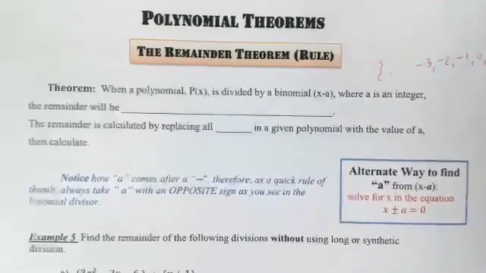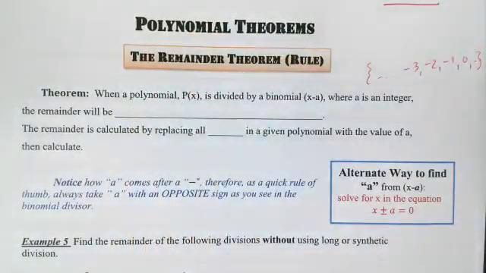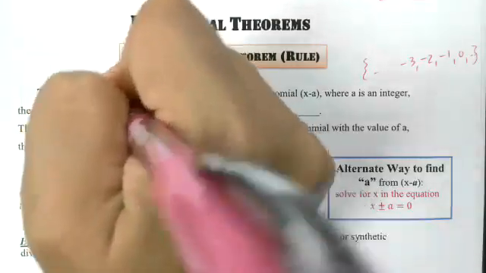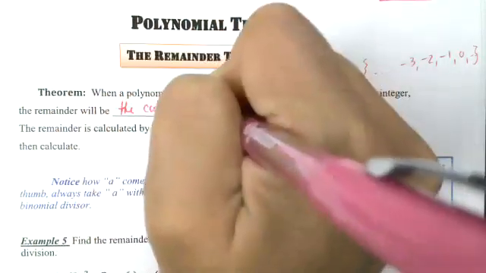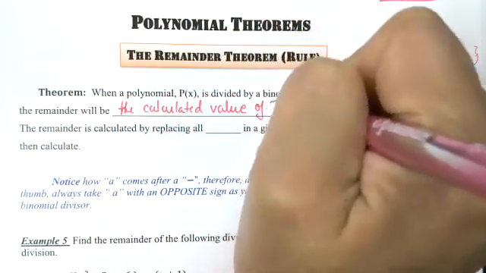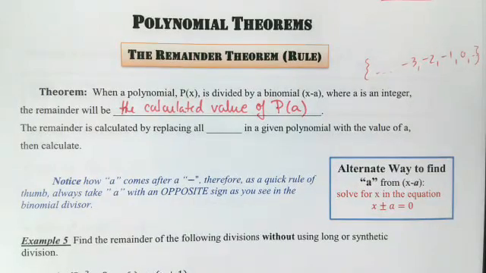The remainder of this polynomial division would be p of a. Well, the calculated value, meaning, what does it mean, calculated value of p of a? It means that we're going to replace all of our x's in the polynomial P of A with A and just calculate to see what we get.